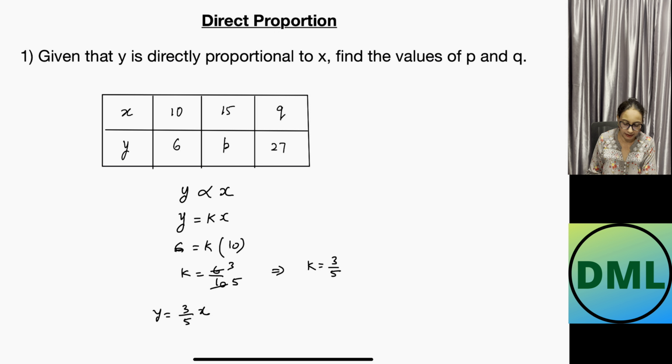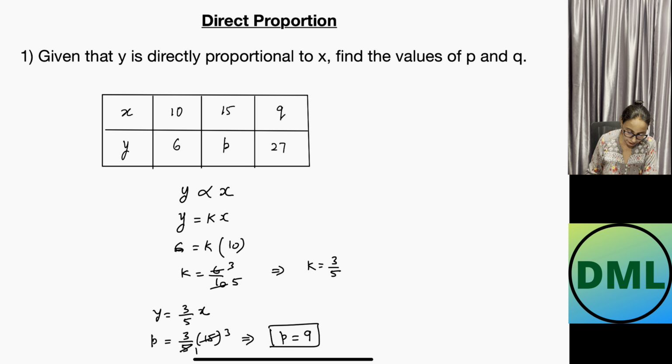I have to calculate now the value for p. P is the y value I have to calculate. At p, the x value is 15. Let's substitute here. When y is equal to p, that is equal to 3 by 5, x value is 15. 5 ones are 5, 5 threes are 15. The value for p is equal to 3 times 3 is 9. That is the value for p.